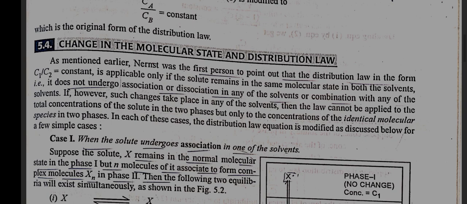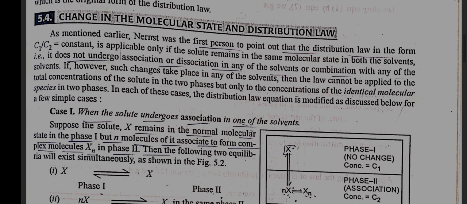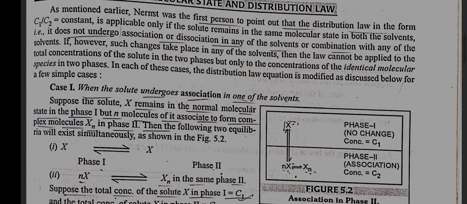Change in the molecular state and distribution law. As mentioned earlier, Nernst was the first person to point out that the distribution law in the form C1 by C2 equal to constant is applicable only if the solute remains in the same molecular state in both the solvents, that is, it does not undergo association or dissociation in any of the solvents or combination with any of the solvents. If, however, such changes take place in any of the solvents, then the law cannot be applied to the total concentration of the solute in the two phases, but only to the concentration of the identical molecular species in the two phases. In each of these cases, the distribution law equation is modified as discussed below for a few simple cases.